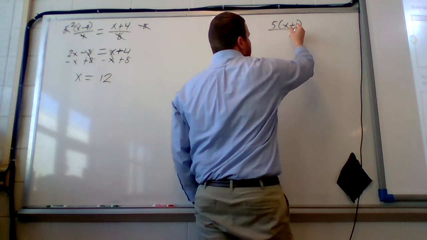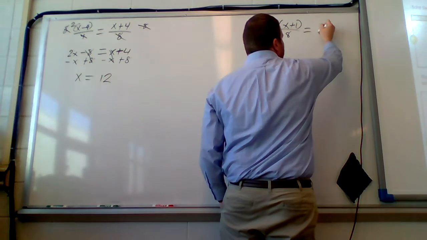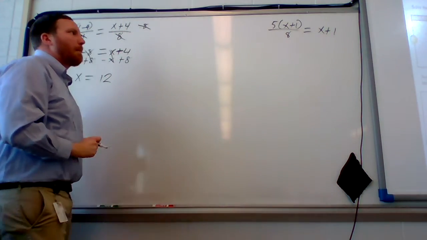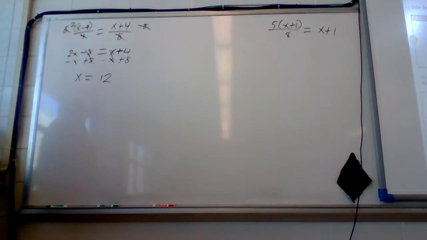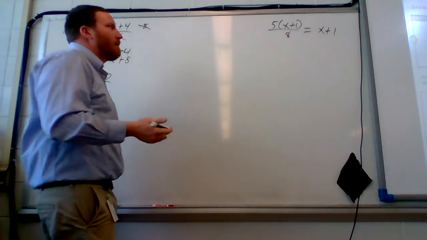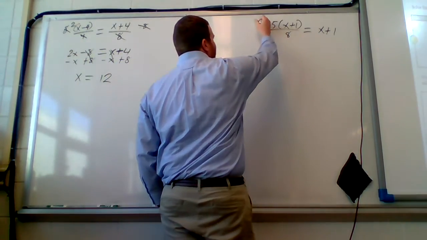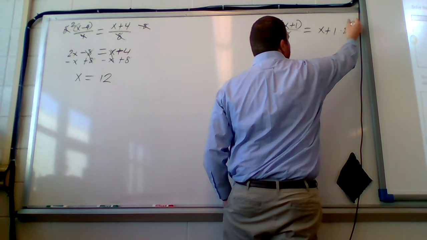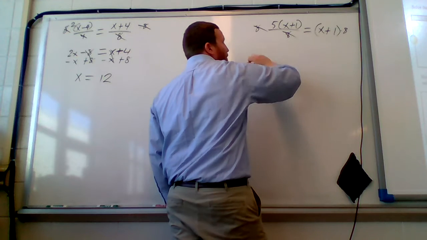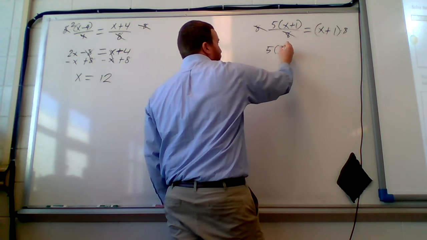Five over x plus 1 times 8 x plus 1. Okay. What are we going to multiply both sides by to get rid of our denominator? 8. So just like the others, we're going to multiply this one by 8 again. Here's what we need to make sure: put that other one in parentheses. And that leaves us with 5x plus 1.